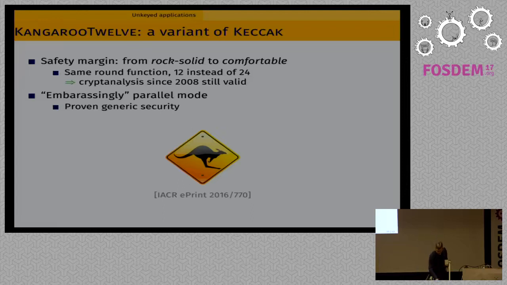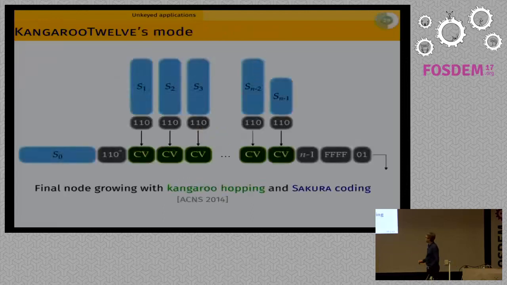Concretely, what it means is that the input message is cut into chunks, and these chunks can potentially be hashed in parallel. So the more chunks you have, the more parallelism you can exploit, and the faster per byte it can go. The first chunk has a special status in the sense that the chaining values, so the intermediate digests that come from the other chunks, are hashed together with it. That's a technique we called kangaroo hopping, and that's where the name KangarooTwelve comes from.